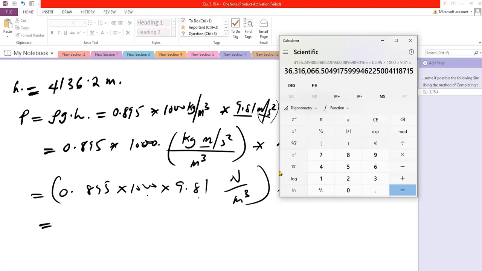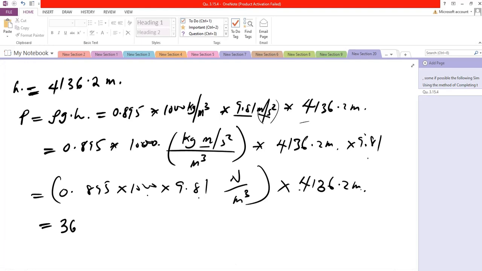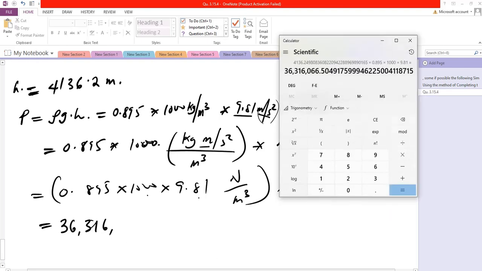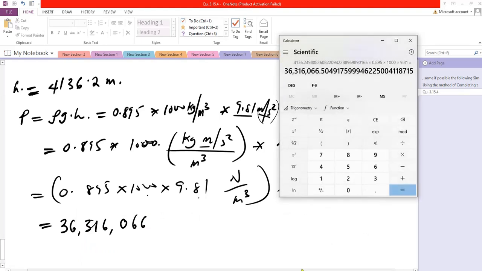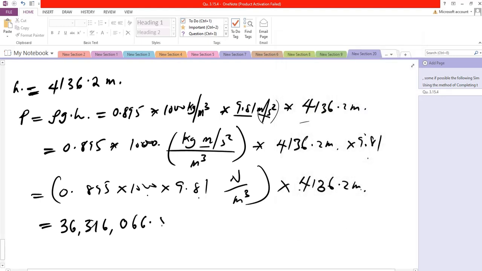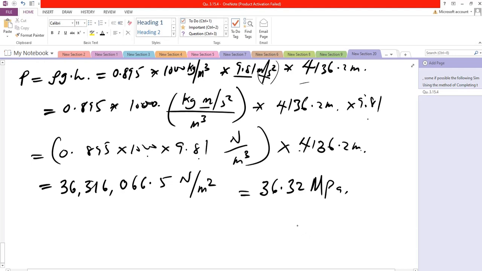So the answer now will be 36,316,066.5 Newton per meter square. So this Newton per meter square is Pascal. So our answer now will be 36.32 megapascal. So this is what we'll get.